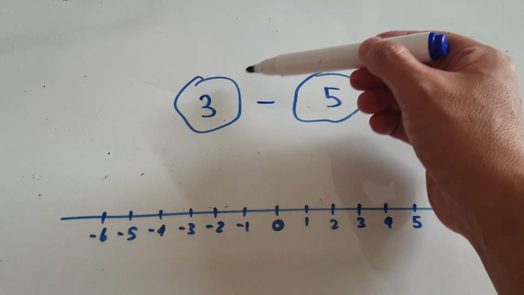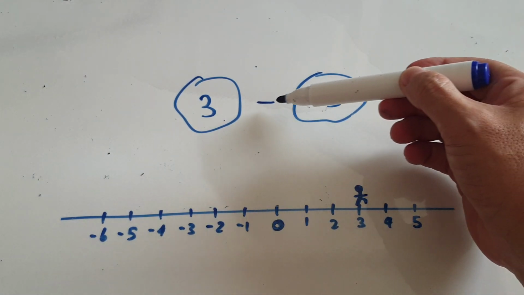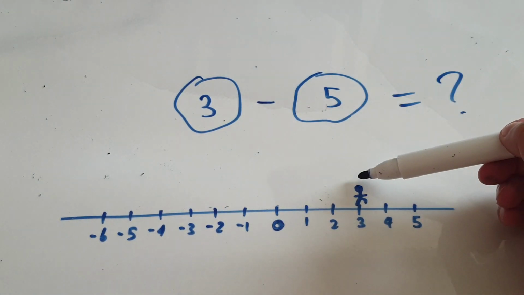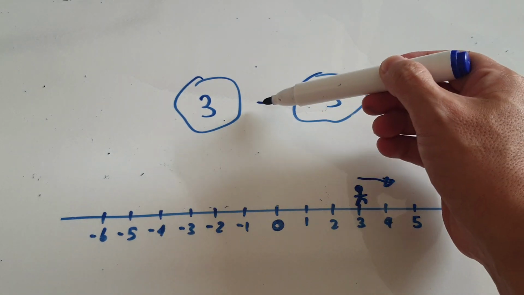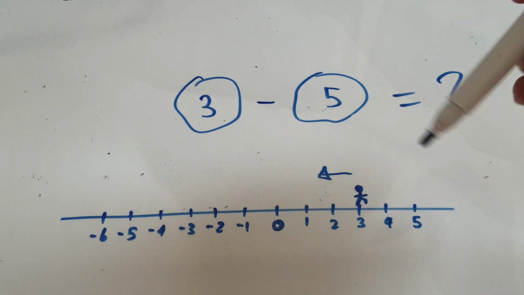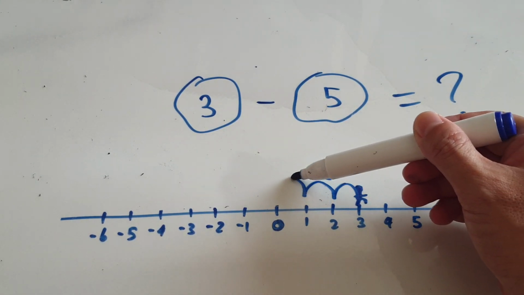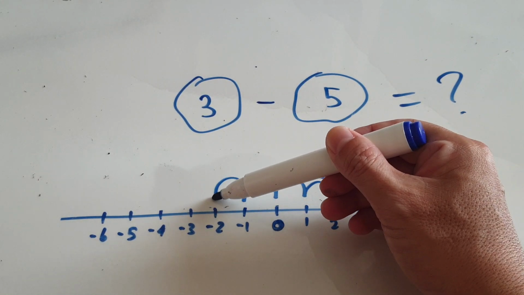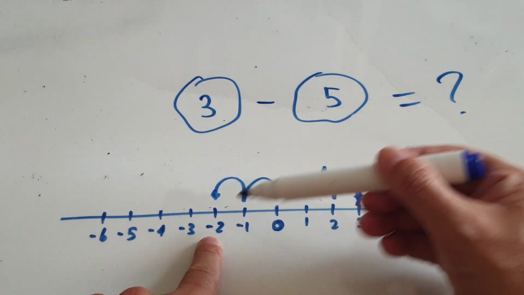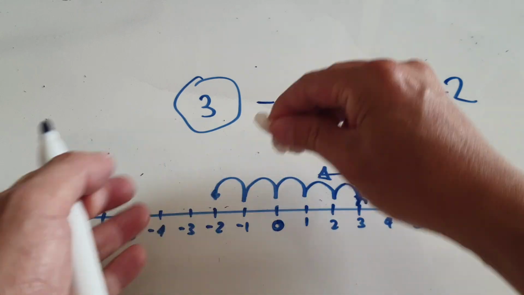So this is your start, you start at 3, and this is your direction. If it's add, you move to the right. If it's take away, you move to the left. In our case, we want to move to the left by this many steps, by 5 steps. So it's 1, 2, 3, 4, 5. This location here is our answer. It turns out to be negative 2. Okay, so one last one.